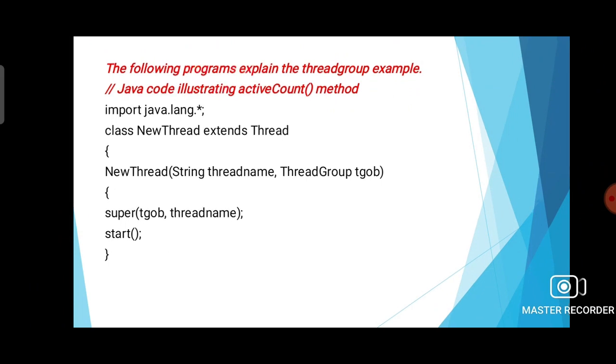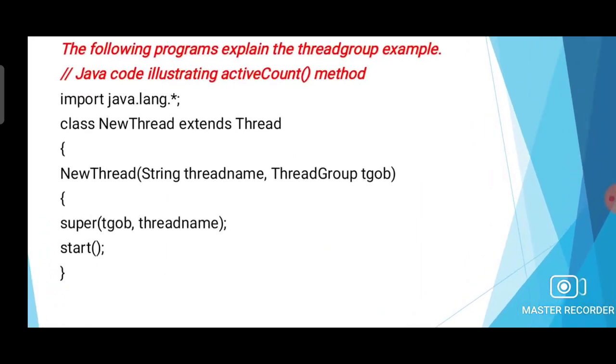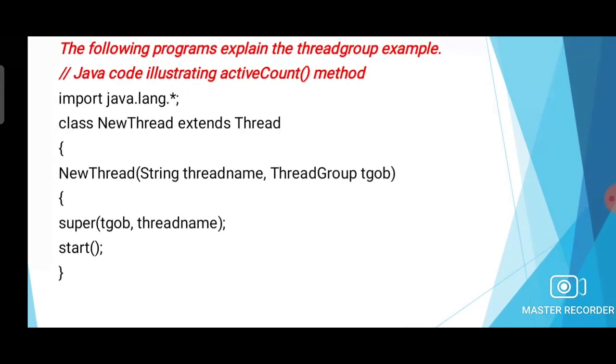This particular program is going to show the use of the activeCount method. So we have a class and we are defining the constructor for the class. Our class name is NewThread, and we are defining the constructor NewThread with two parameters. The first one is the thread name, the second one is the thread group object. And we have declared the super method. When we declare the super method under the constructor, during the object creation for the class, we have to provide the necessary values for the particular parameters.